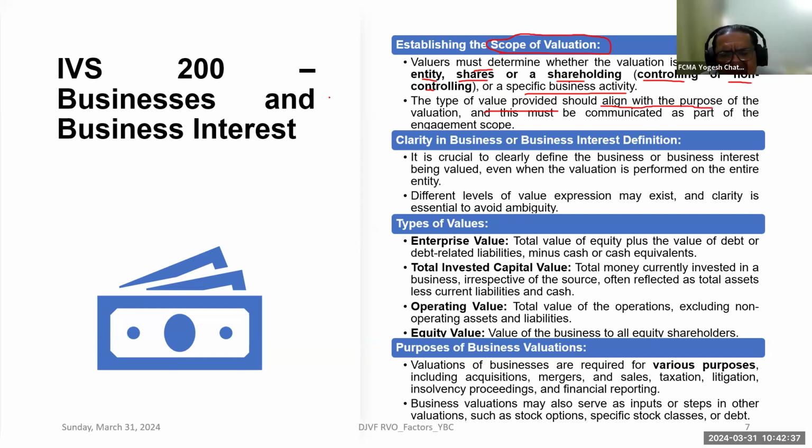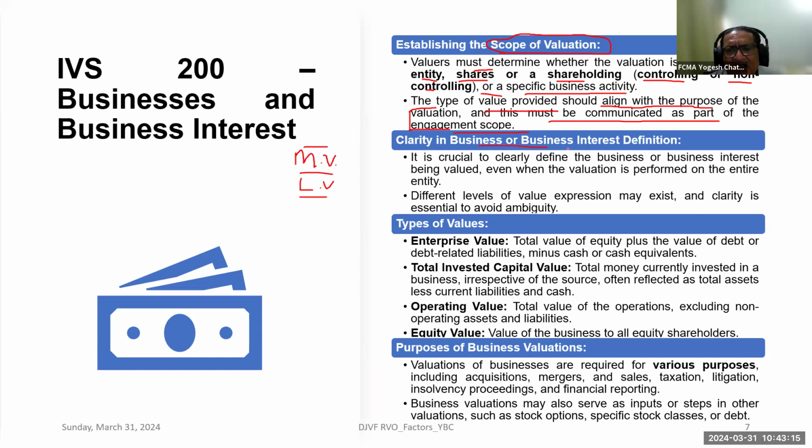Like if the purpose of valuation is transfer of business, you cannot take liquidation as the basis of value, because a transfer of business is as a going concern. So we need to take market value as the basis of value, and not the liquidation value. That is what is highlighted here. The type of value provided should align with the purpose of valuation, and that must be communicated as part of the engagement scope. We discussed the importance of issuing the engagement letter.